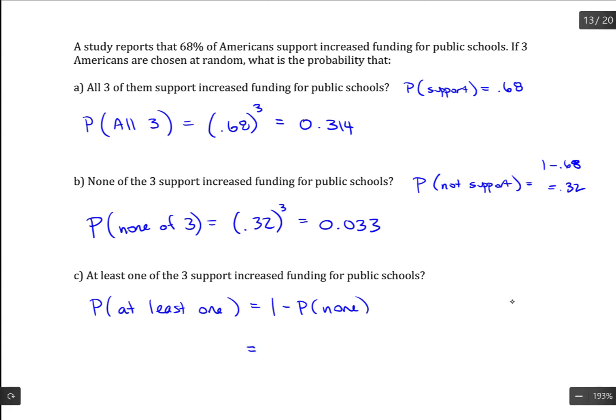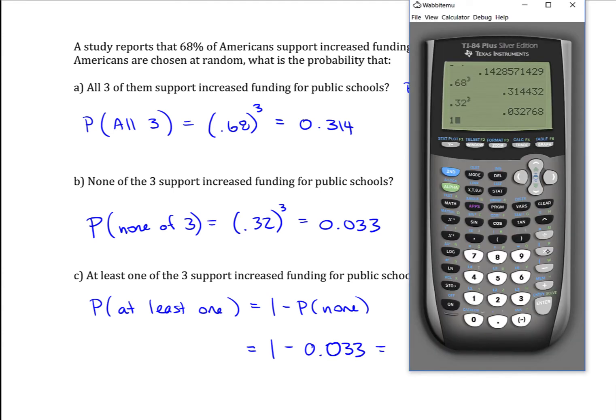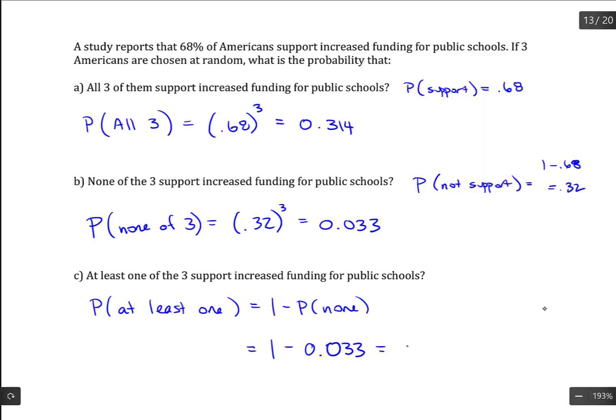So since these are complementary, we can say 1 minus the probability that none of the 3 support, which we just found in part B, and come up with, let's see, 1 minus 0.033, which is 0.967.